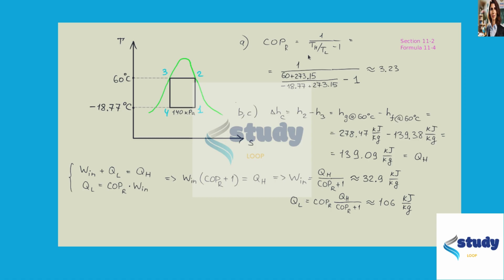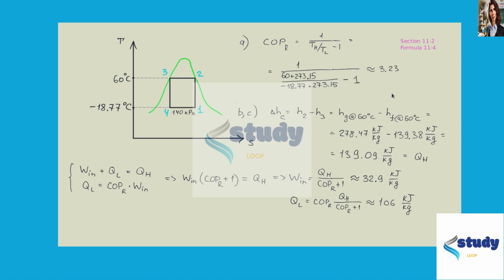Here TH is the temperature of the heatsink. TL is the temperature of the low temperature source. Please note that TH and TL are in kelvins. So we have to convert TH and TL from degrees Celsius to kelvins by adding 273.15 to these values.